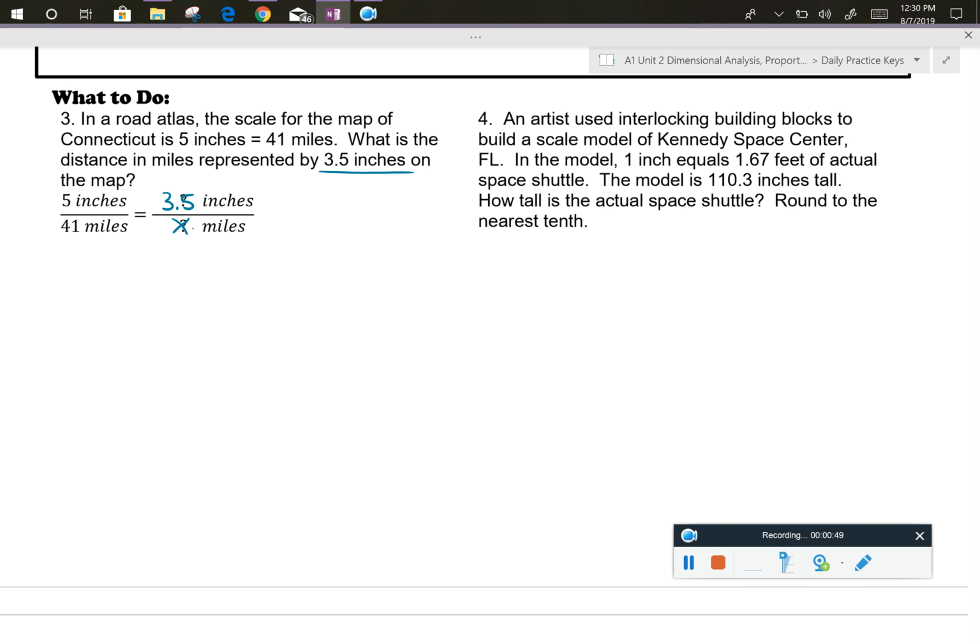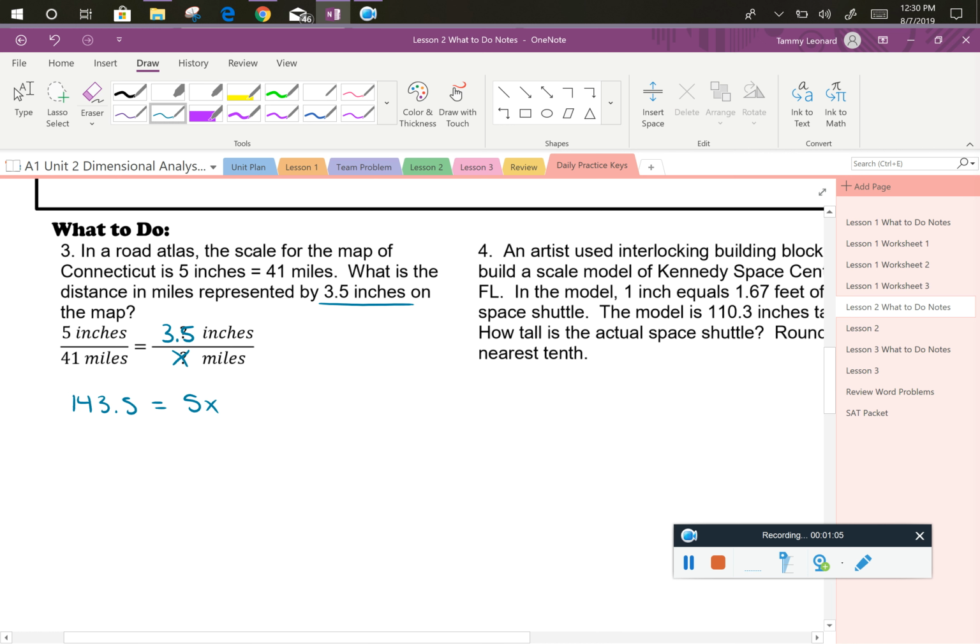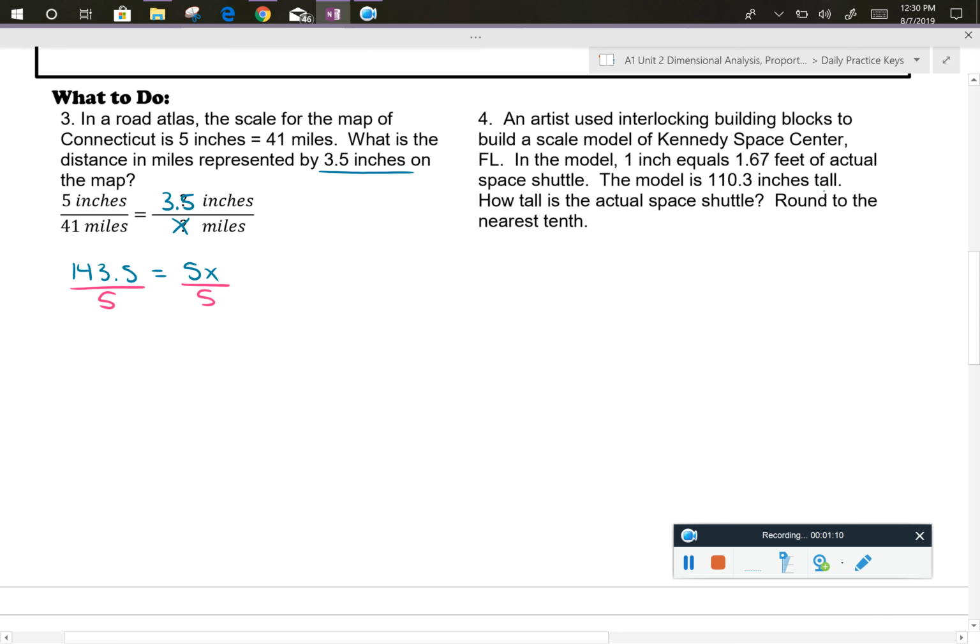So when we multiply 41 by 3.5, we get 143.5. That has to be equal to the product of 5 and x, or 5x. Looking at this, we see that we can divide both sides by 5 in order to isolate the x. And dividing, we see that x is equal to 28.7. So there are 28.7 miles in 3.5 inches on the map.